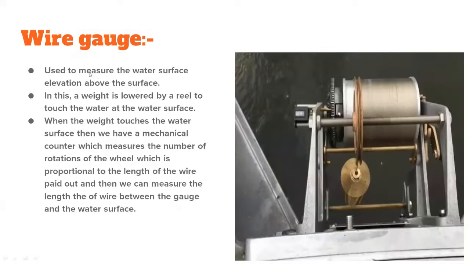Now another one is the wire gauge. This is basically used to measure the water surface elevation from above the surface. In this, we have a weight at the end of the wire and a pulley. Generally it is fixed on bridge-like structures. A weight is lowered by a reel to touch the water surface. When the weight touches the water surface, a mechanical counter in the gauge measures the number of rotations of the wheel, which is proportional to the length of the wire paid out. Using this we can measure the length of the wire between the gauge and the water surface, and then we can get the elevations.